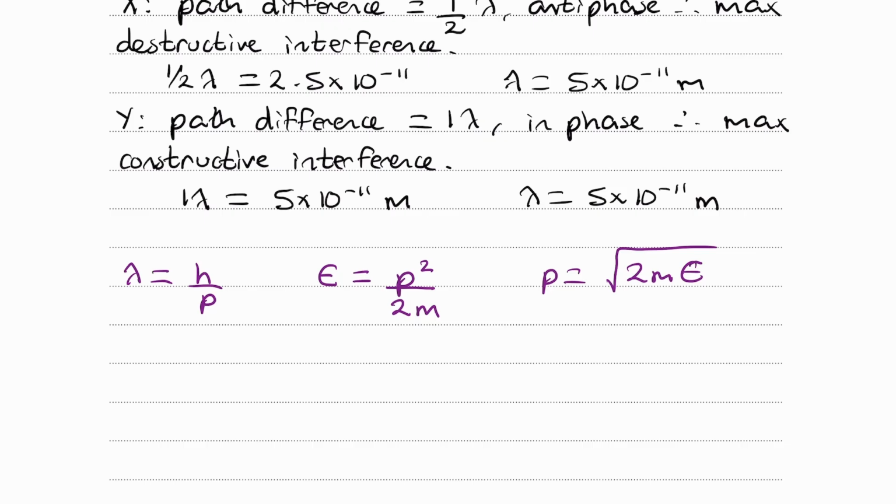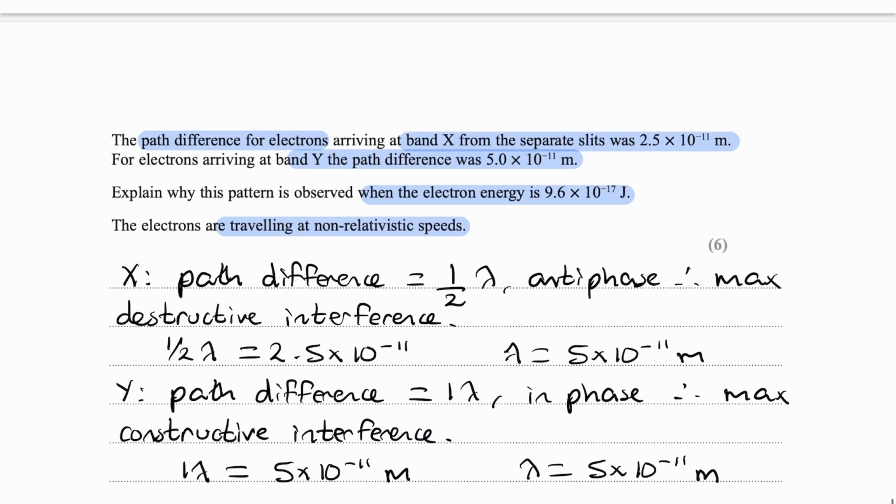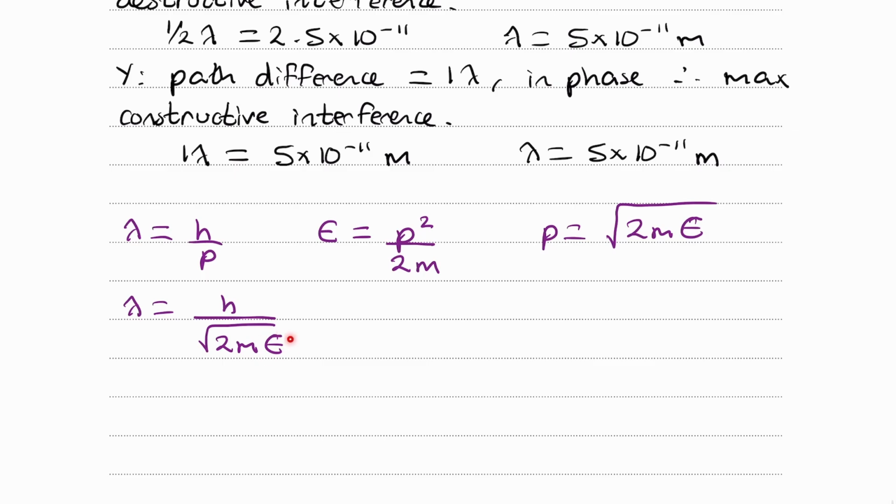And then, again, we're trying to work out the de Broglie wavelength of the electrons. We can substitute or replace this p with root 2mE. Lambda is then equal to h over root 2mE. And then what do we have from this? So we have the electron energy, the kinetic energy of the electrons, 9.6 times 10 to the minus 17. That is this value of E over here. Planck's constant and the mass of the electron, they're both constants. So let's just sub those in.